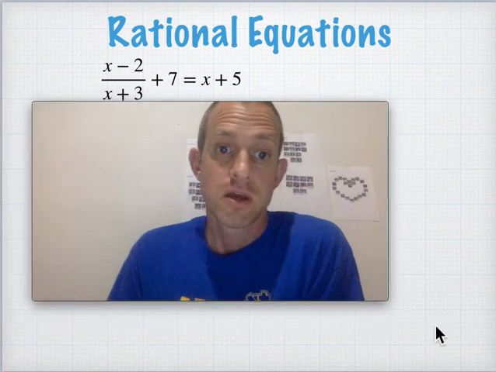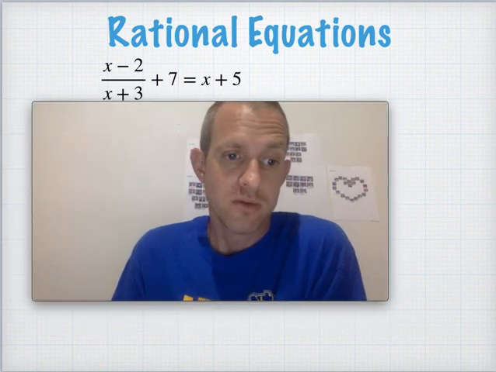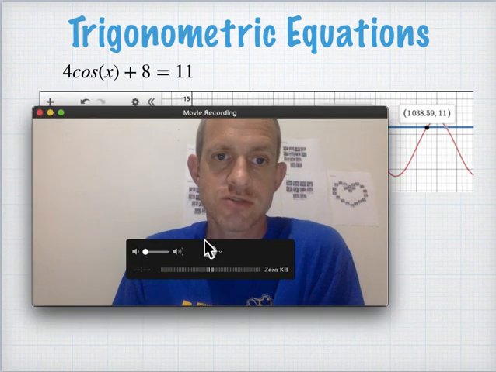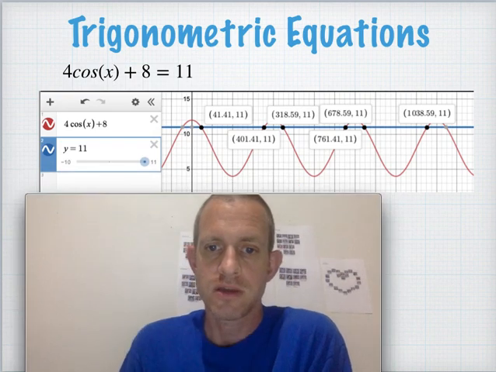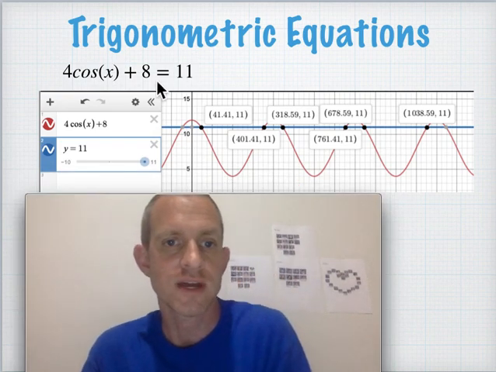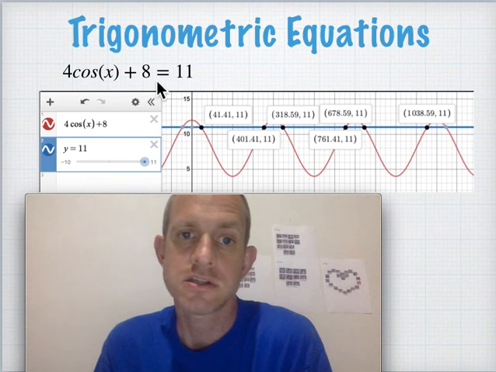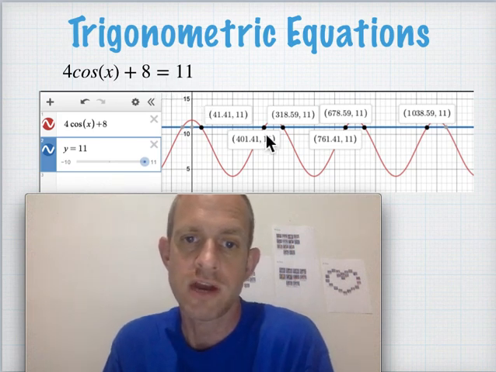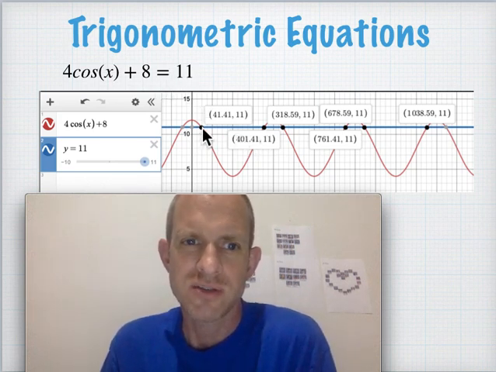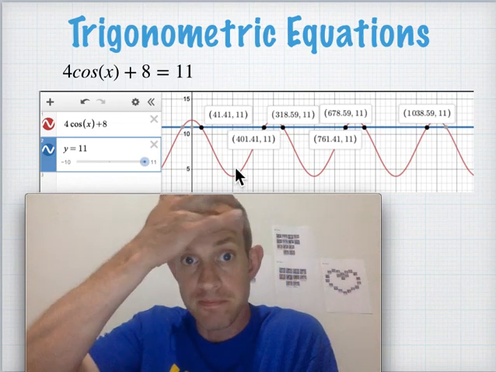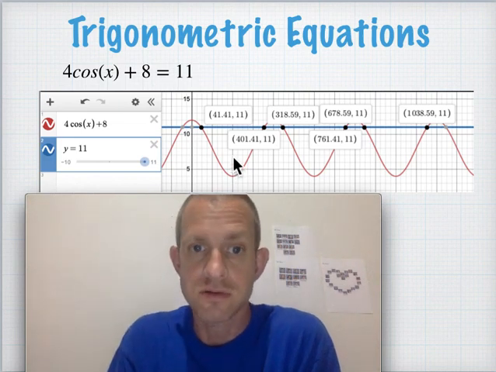So, oh well. One last type of equation, and that is a trig equation. And so here I have 4 cosine of x plus 8 equals 11. And I decided to kind of spoil it by showing you the graph right away because I wanted to remind you that trig equations are unique. They have an infinite number of solutions.